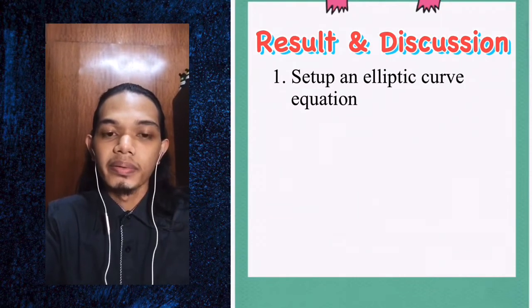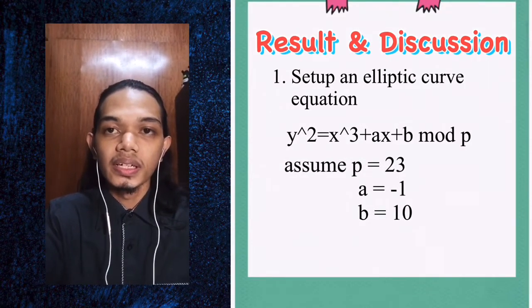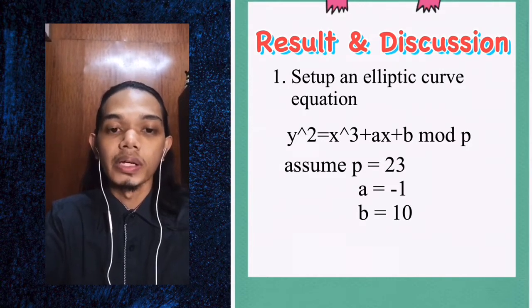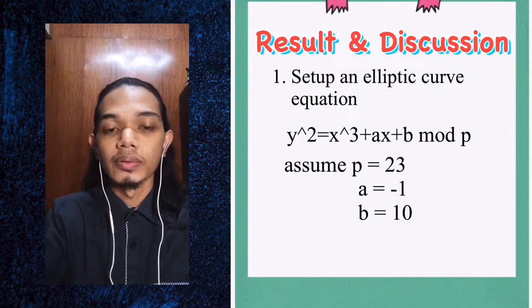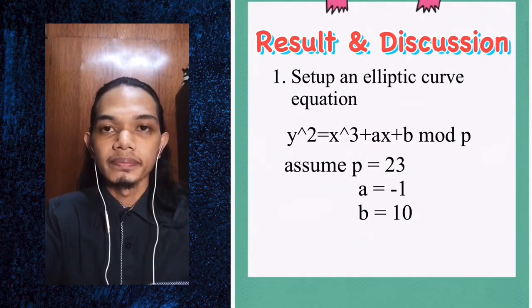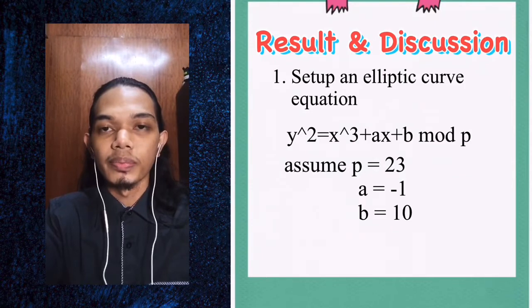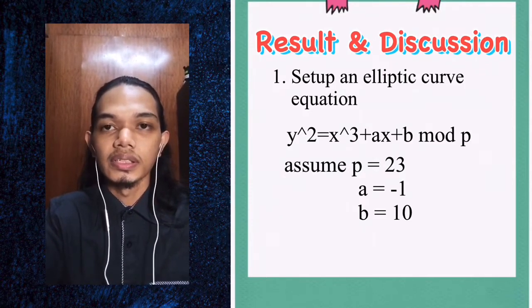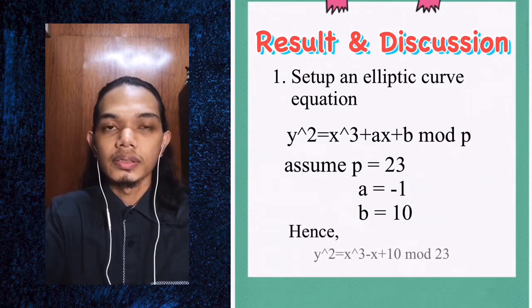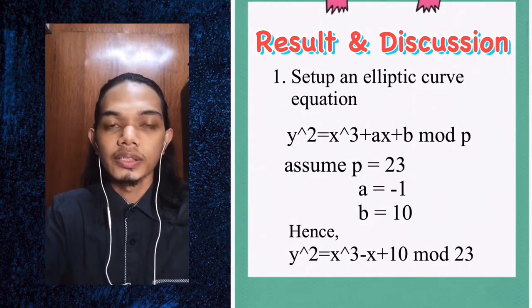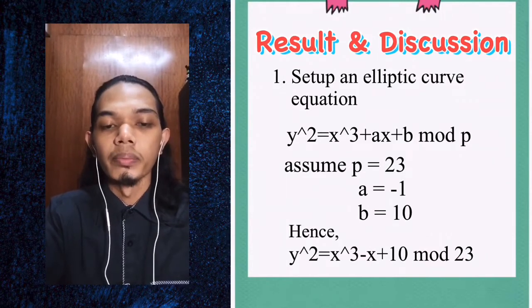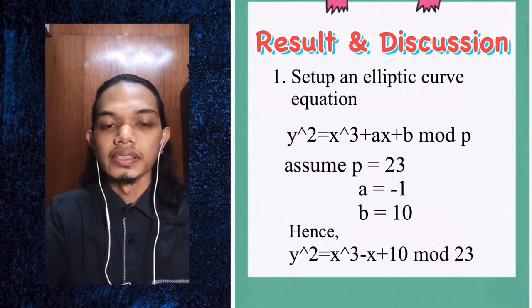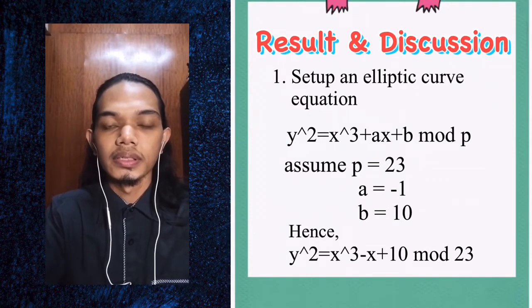Alice and Bob will decide on a prime number p equal to 23, the value of a equal to -1 and b equal to 10, where the values of a and b satisfy the discriminant d equal to 4a cubed plus 27b squared not equal to 0 mod p. Thus, the elliptic curve equation is y squared equals x cubed minus x plus 10 mod 23. Then Alice and Bob will make a list of points that lie on the elliptic curve and assign each point its respective order by using the addition and multiplication law of elliptic curves.